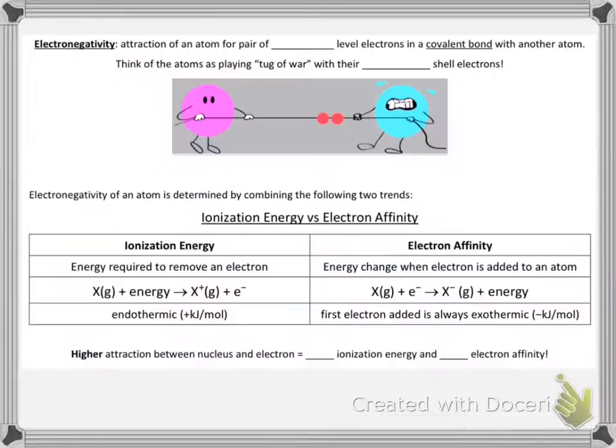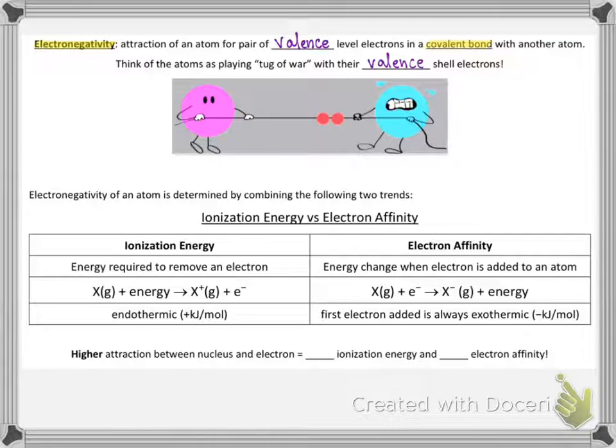Okay, on to the next trend, electronegativity. Electronegativity is basically the attraction that an atom has, or its nucleus, how strongly it's pulling on the valence electrons it has in a covalent bond. So if 2 atoms are sharing electrons, how strongly in that tug of war, who is winning? Whichever one is pulling the electron density more strongly, they have a higher electronegativity.